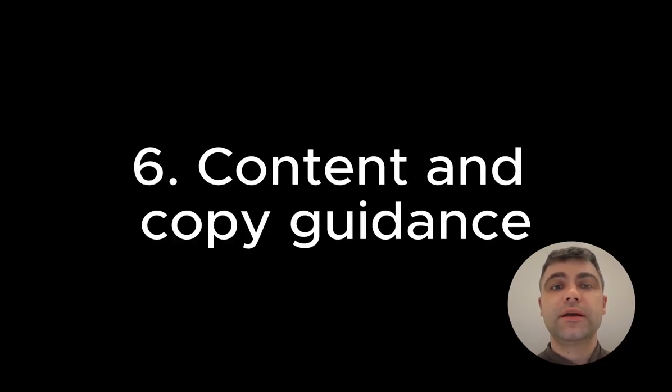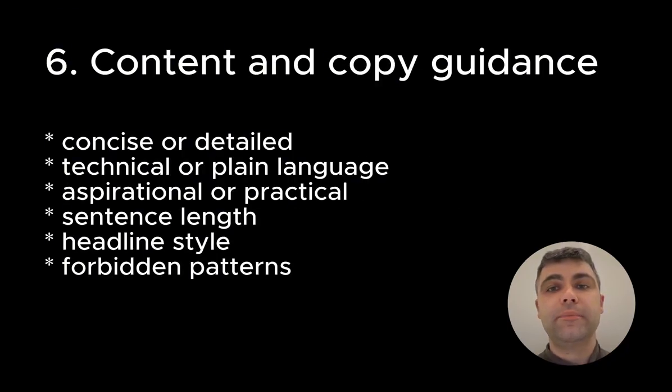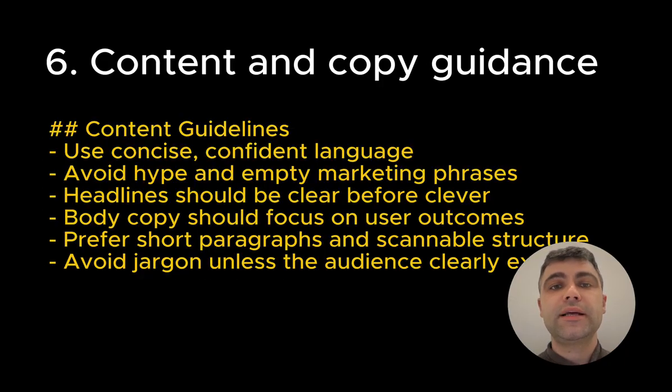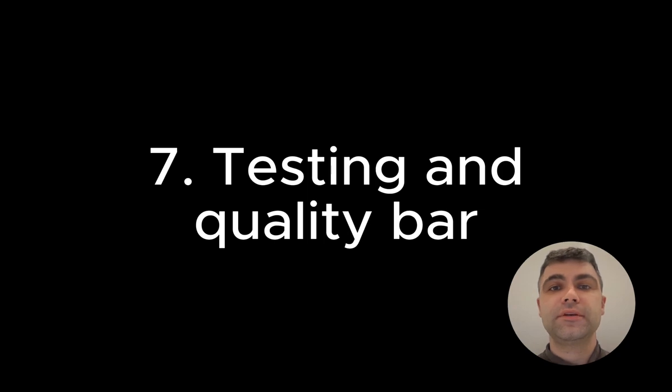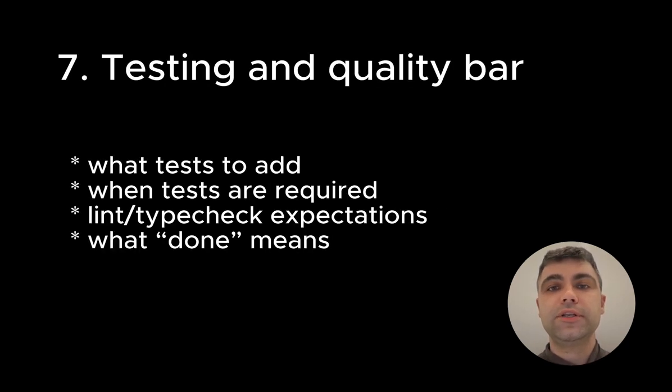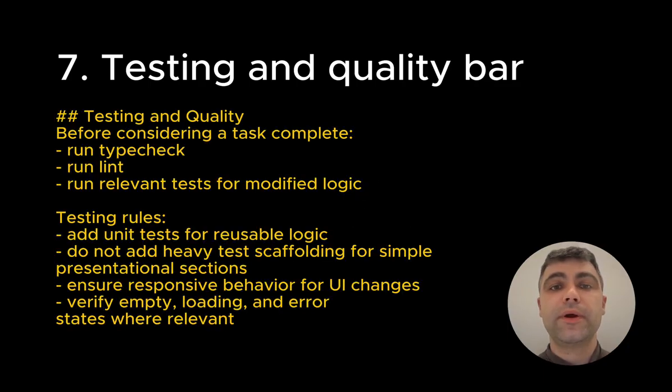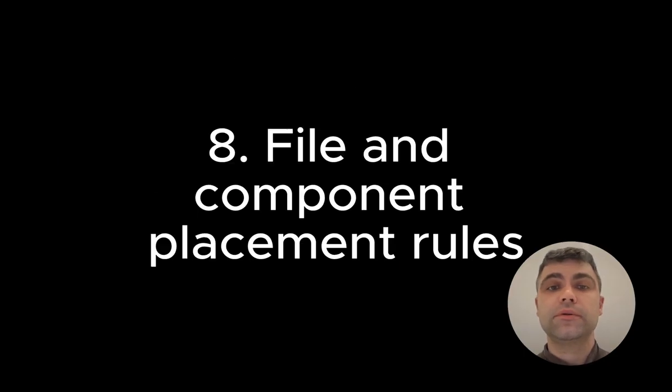Moving next, content and copy guidance. This section is vital, especially for landing pages and product work, because content is king. State how copy should sound: concise or detailed, technical or plain language, aspirational or practical. Section number 7, testing and quality bar. Claude should know how finished work is validated. Define what tests to add, when tests are required, and what done actually means for Claude.